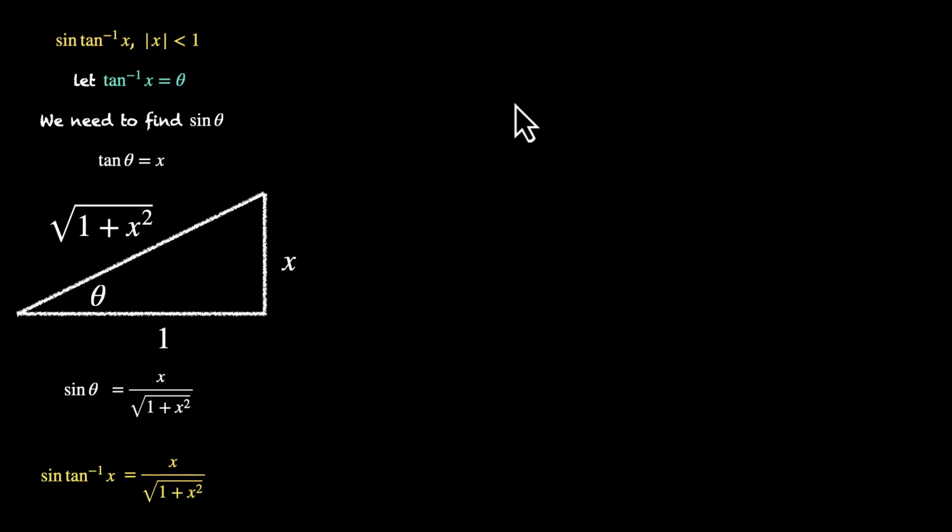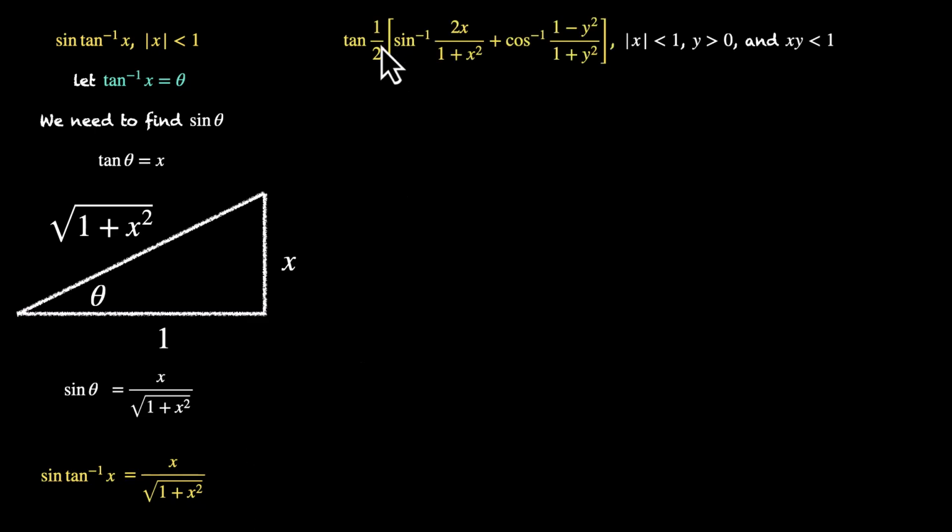Let's try one more problem. We have tan of half of this thing. This is sine inverse this plus cos inverse this. This is sine inverse of 2x by 1 plus x square. And this is cos inverse of 1 minus y square by 1 plus y square. Two different variables, x and y. We need tan of half of all of this. Now, how do we evaluate this? Pause the video, try this out.